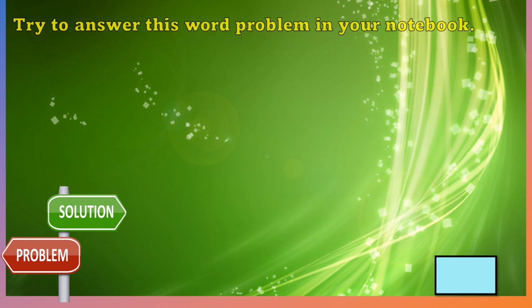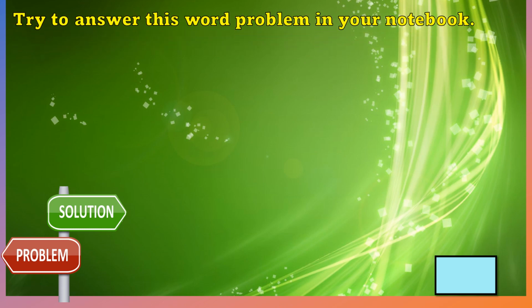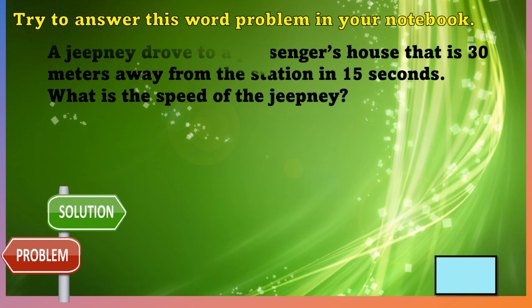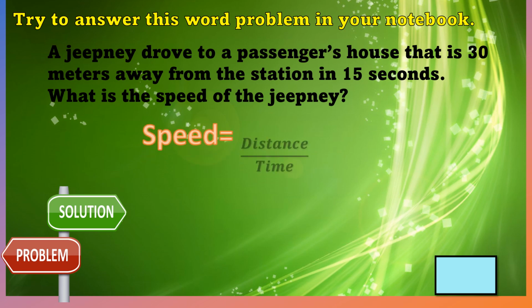Let us try to answer this word problem in your notebook. And here is the problem. A jeepney drove to a passenger's house that is 30 meters away from the station in 15 seconds. What is the speed of the jeepney? So let us use this formula. Speed is equal to distance over time.